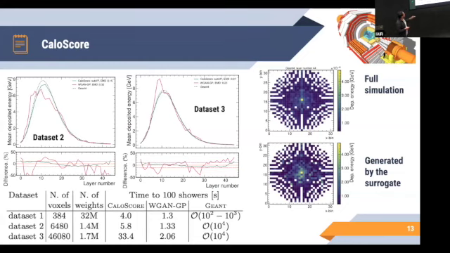If you take, for example, the average response of 10,000 showers in a specific layer, that's what you get in these plots on the right: on the top the full simulation, and on the bottom what you're generating using a diffusion model. Visually they are pretty similar to each other and have the features that you expect. You're shooting a particle through the center of your detector, most of the energy is at the pixel at the center, and then it spreads out a little bit further away.